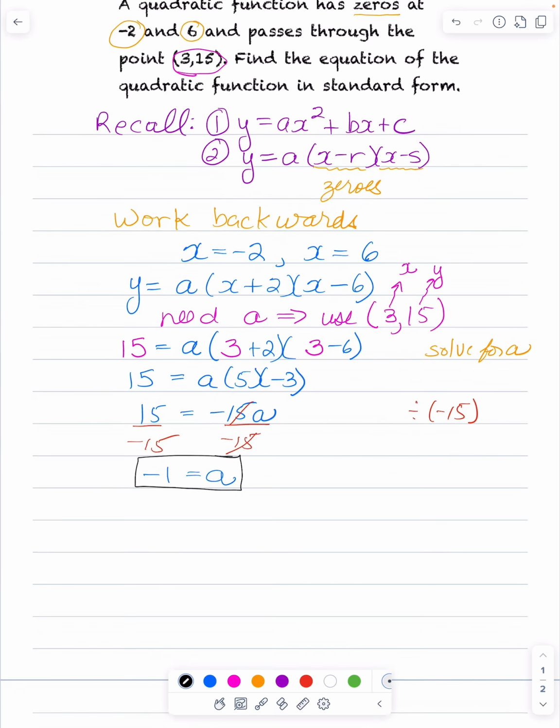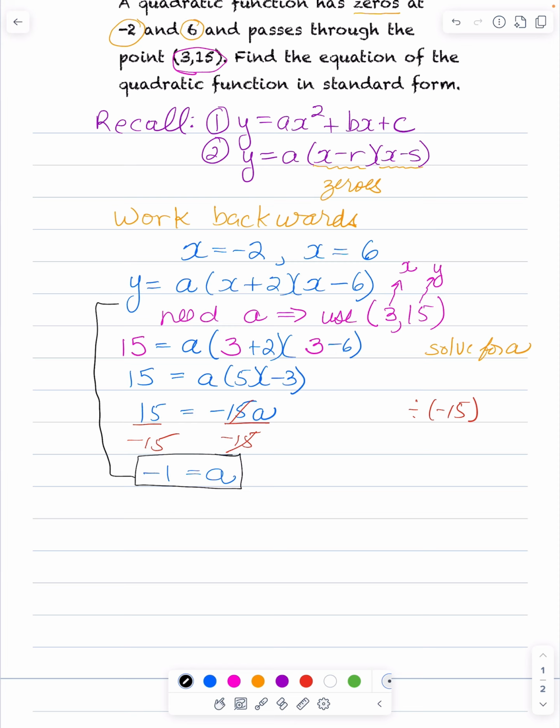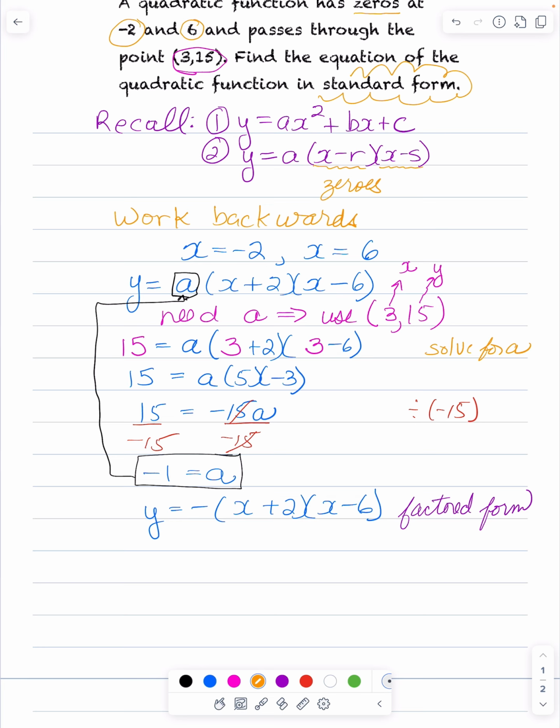We can now put that a value back into here to get our equation: negative (x plus 2)(x minus 6). But recall that this is in factored form. The question is not asking us for factored form. The question is asking us for standard form. So what we need to do now is expand and simplify.